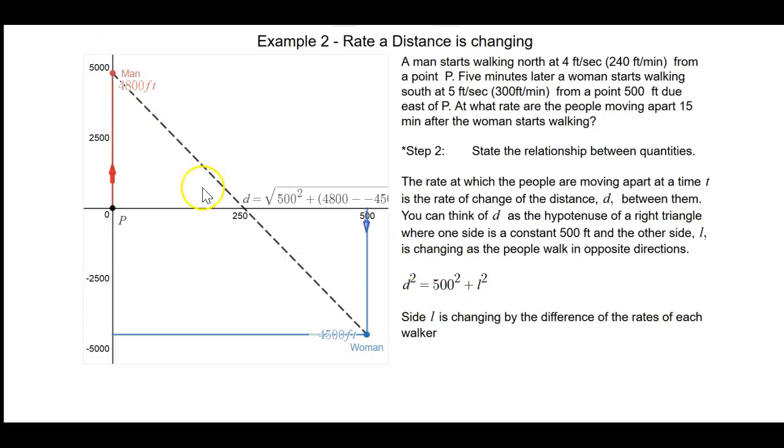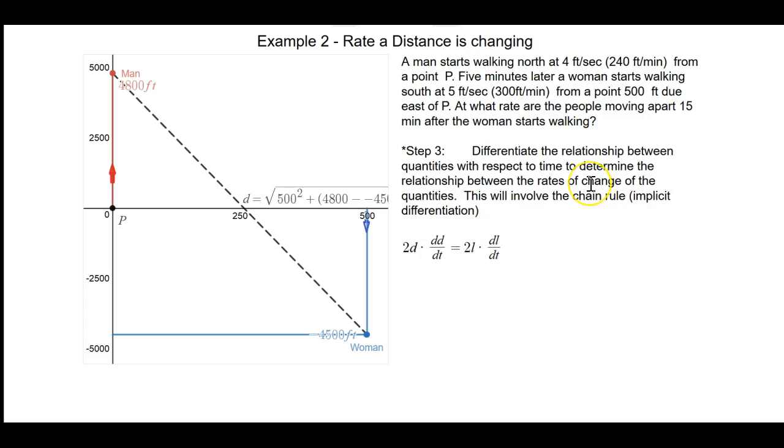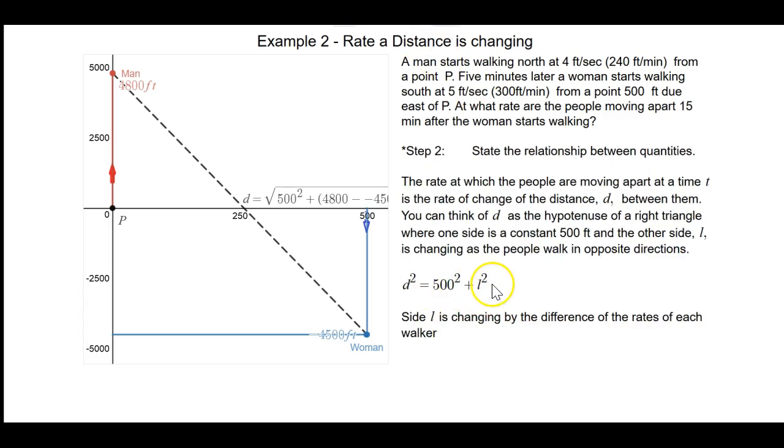This hypotenuse squared equals 500 squared plus this side length squared. And that side length, like I said before, is just the sum of the absolute value of the distances that each has gone on their path. So step 3, we want to differentiate the relationship that we found. So that's pretty easy. Differentiate this implicitly.